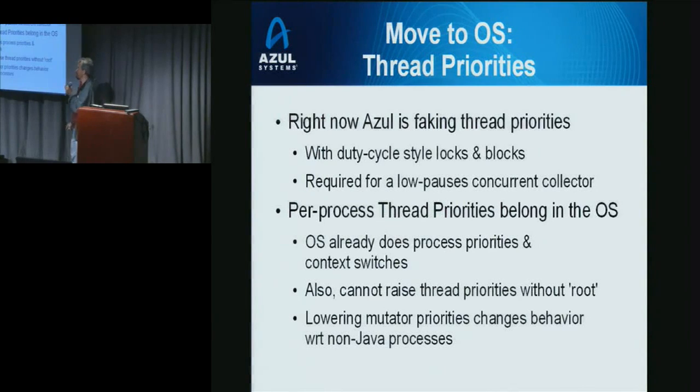The OS is already doing thread priority games. It already does process priorities. It already does context switches. Why can't you do thread priorities without requiring everyone to be root? Right? And then the other failure mode with everyone being root is if I take all the mutators and voluntarily lower their priority, then they don't compete well against, say, a MySQL that's also running on the same box. They don't get cycles against the non-Java processes that aren't playing the same game, that aren't being polite.